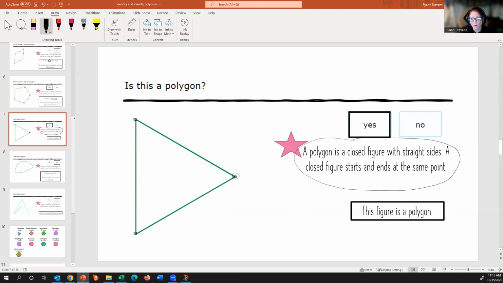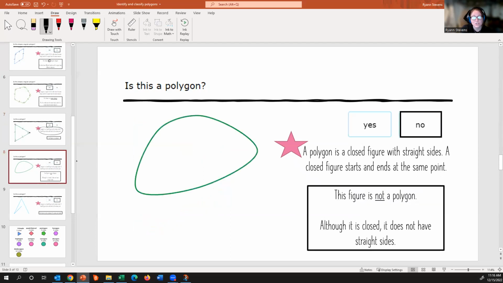A triangle is a form of a polygon. These angle measures appear to be the same, and these sides appear to be the same. Now, it's important to remember that not all triangles are going to be considered regular. In this case, it does appear that this is also a regular polygon, but in some cases, it might just be considered a polygon. So in this case, this figure is considered a polygon.